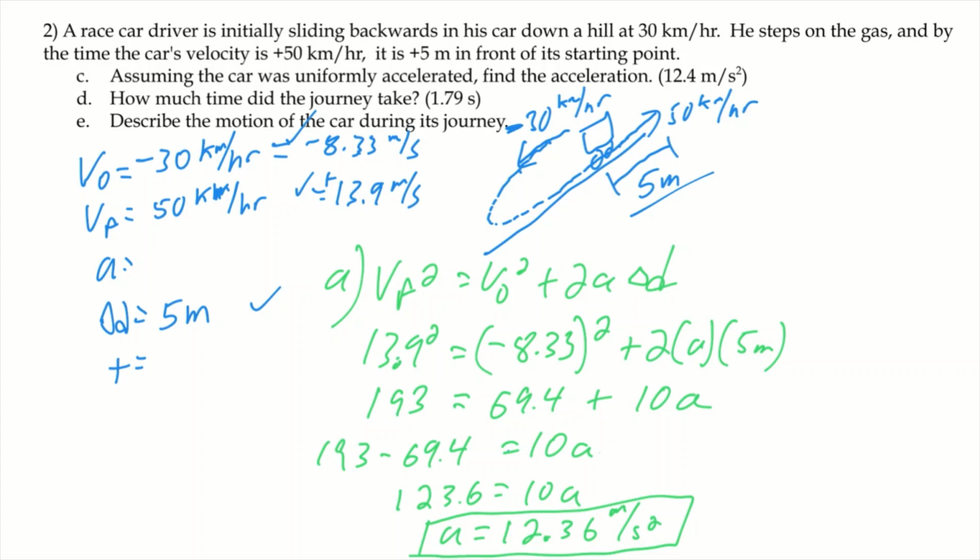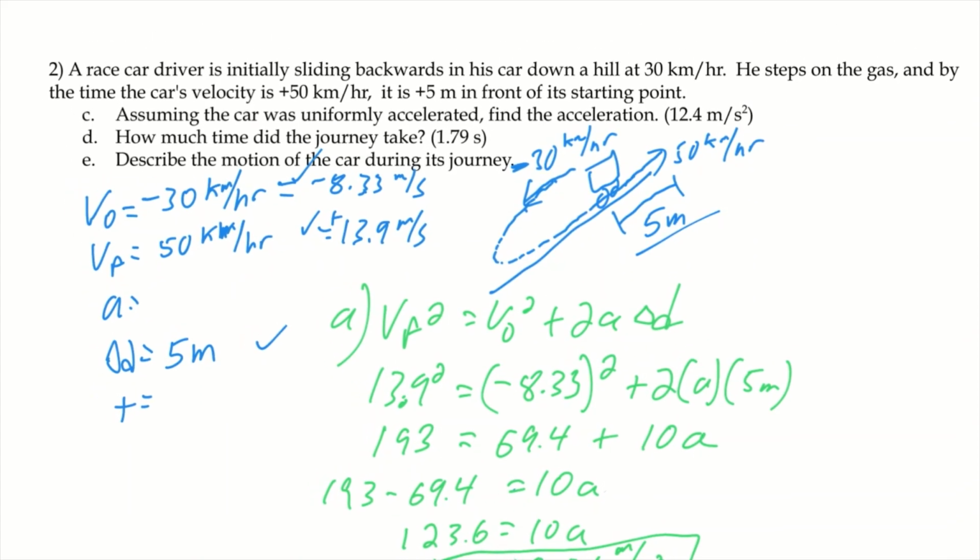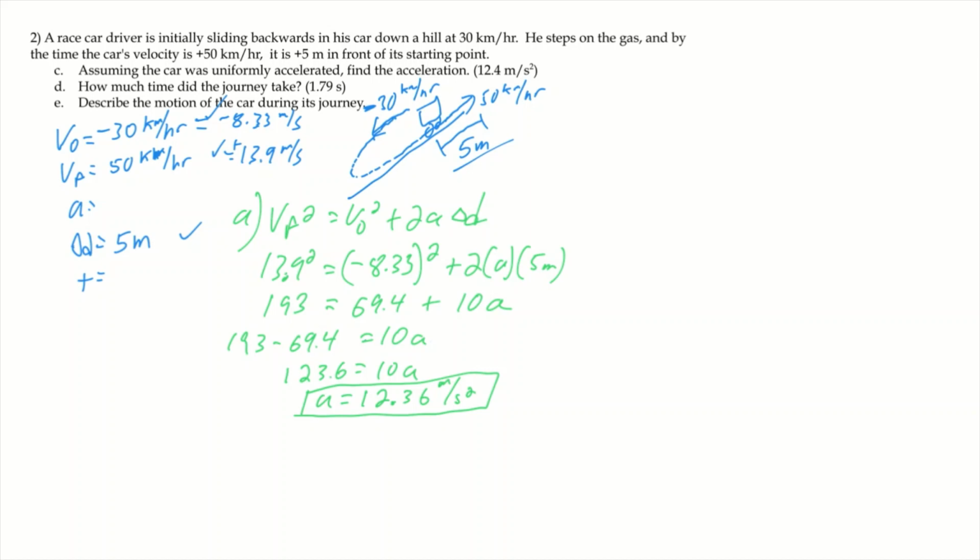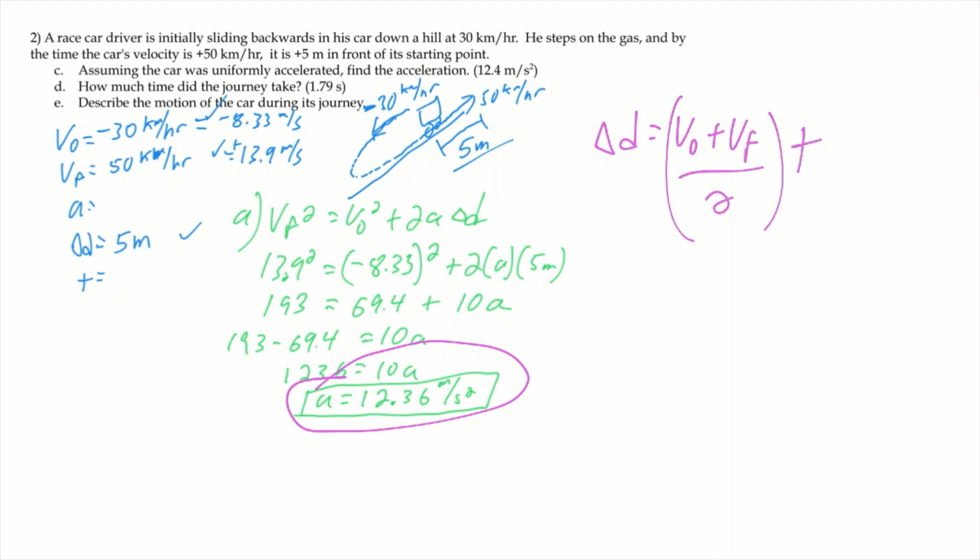Let's look at the next question. We're asking about time here for the next one. So whenever possible, try not to use a calculated value when solving for like a part B. So in this case, I'm going to go ahead and use this equation, delta D equals VO plus VF over 2 times the time. That way, in case I make a mistake with this acceleration, I'm still okay. So delta D was 5. Now remember, V initial is negative, so that's important here. 8.33. And then V final is positive. Divided by 2 times time.